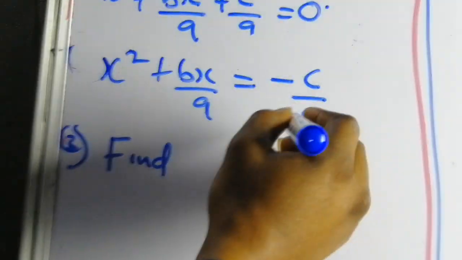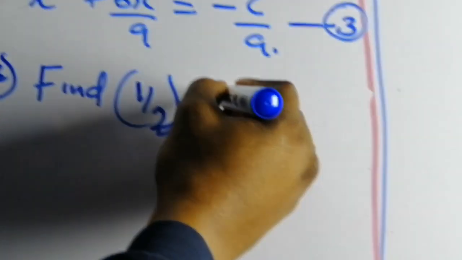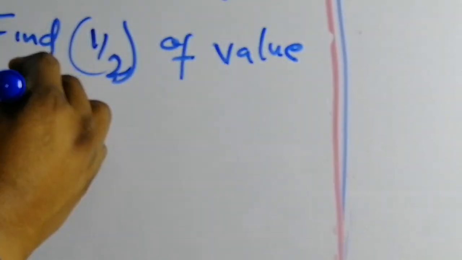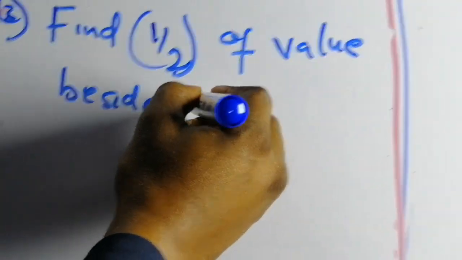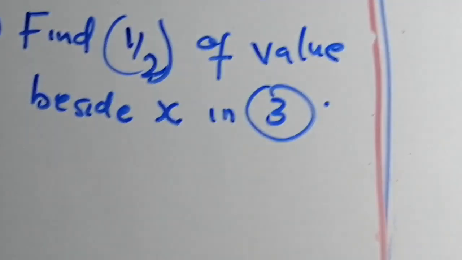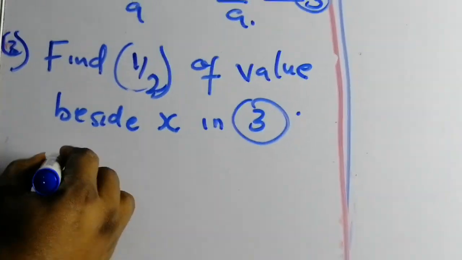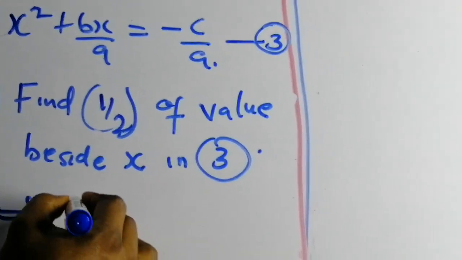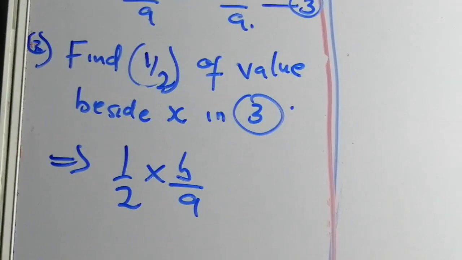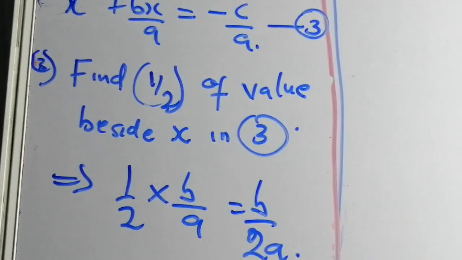So step 3 is what? Let me now call this equation 3. Find half of the value beside x in 3. That is it. That's the next step. Find half of the value beside x in 3. So the value beside x is what? Half of b over a. The value beside x is b over a. So this one is the same thing as b over 2a. Simple.